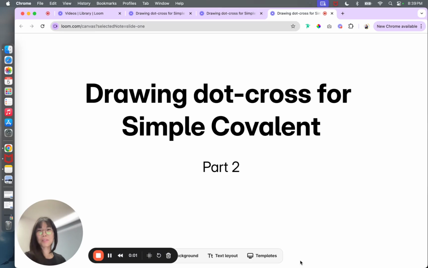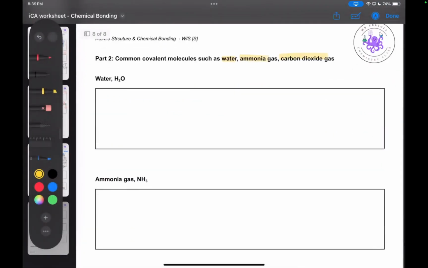Hi, we're going to do part 2 of simple covalent, and this will encompass the more common examples such as water, carbon dioxide, and ammonia gas. So let's get moving. These three are the very common examples. So we're going to get started.